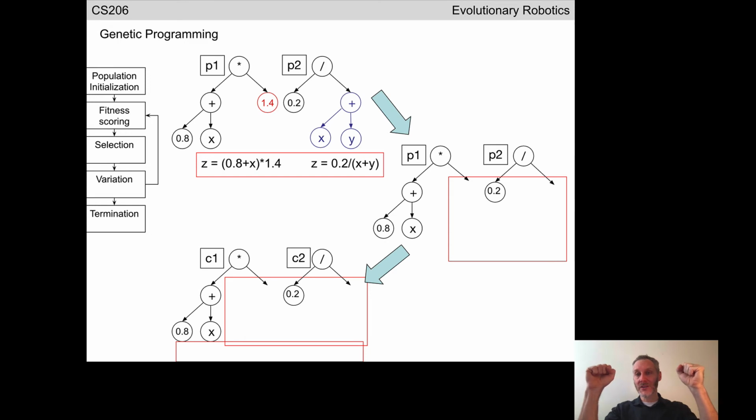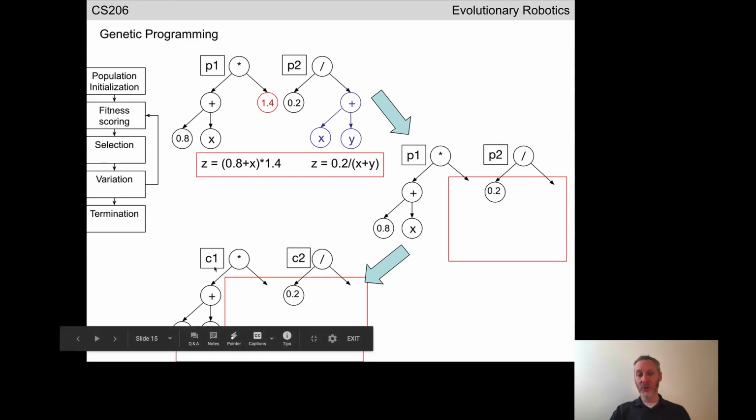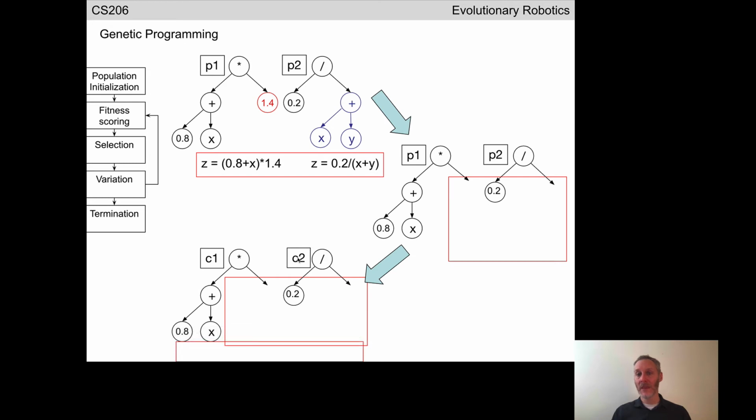These two equations are going to be sexually recombined. We're going to combine genetic material from these two parents to produce two new equations, C1 and C2. How do we do sexual recombination with equations? Well, we take the trees and we pick 2 points in each tree.